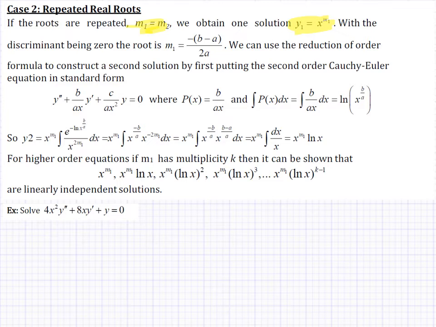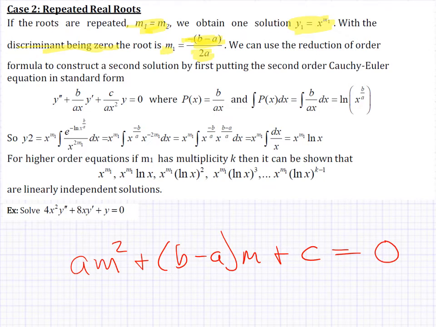Well, remember, we have a formula that will generate the second solution. First off, understand that the discriminant would be 0 in this case, and m1 would end up equaling negative (b minus a) over 2a if we use the quadratic formula in our Cauchy Euler auxiliary equation, which remember is am squared plus (b minus a)m plus c equals 0. Essentially, in the quadratic formula, this whole thing would take the place of where the b is in the quadratic formula. And this would yield what m1 would actually end up equaling, because the discriminant would be 0.